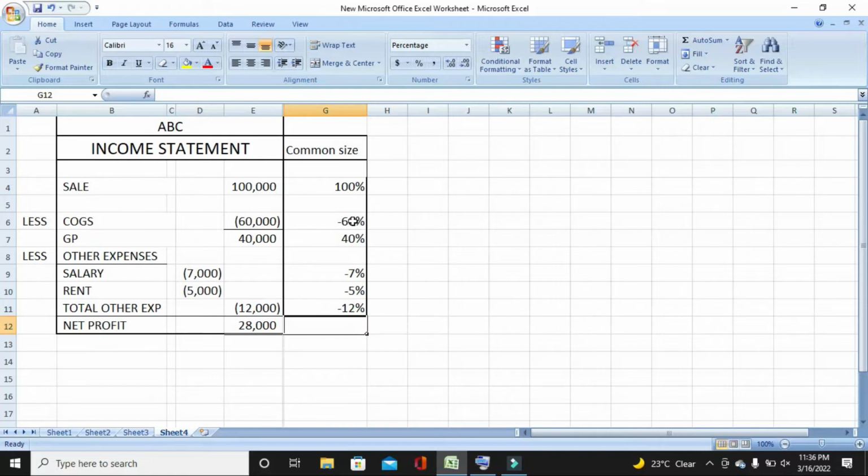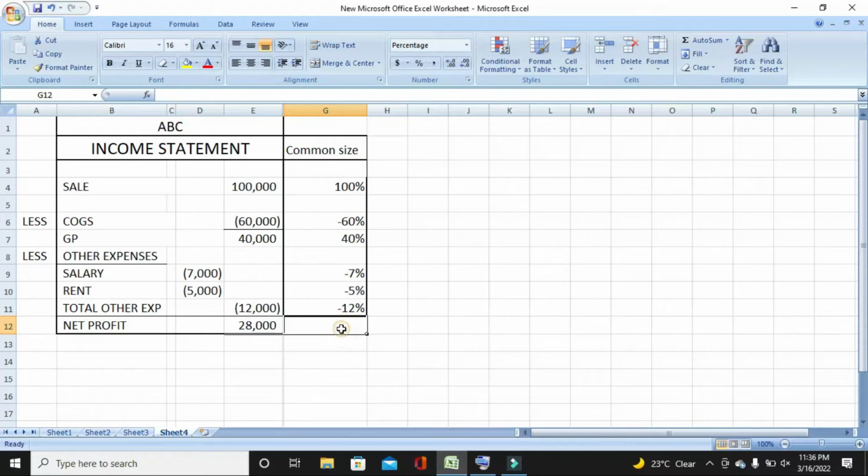And 60% means 60% of the amount has been consumed in cost of goods sold. That means our raw material is comparatively more expensive than our other figures. It is 60% of the total sales.